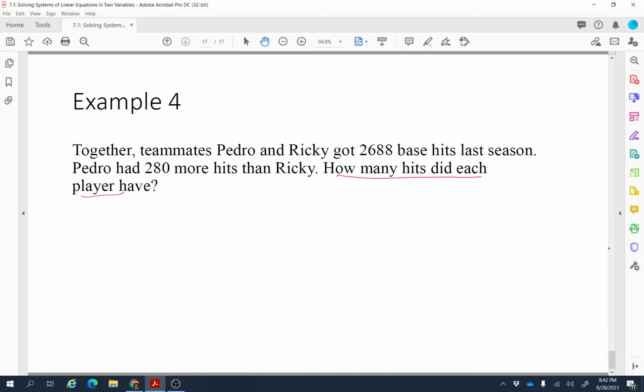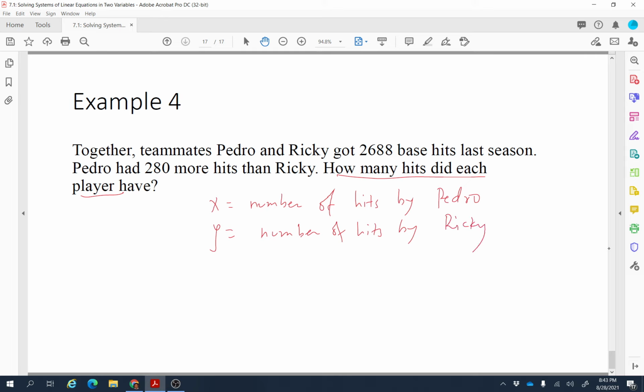So we don't know how many hits they made. So there are two unknowns. One is hits made by Pedro. Another one is hits made by Ricky. So let's say x is the number of hits by Pedro and y is the number of hits by Ricky.